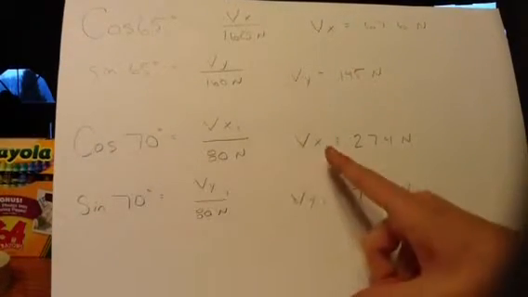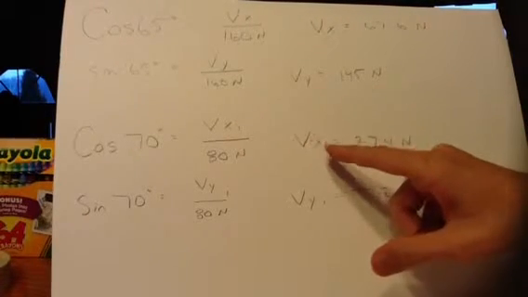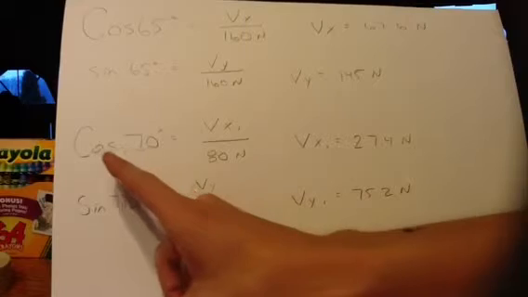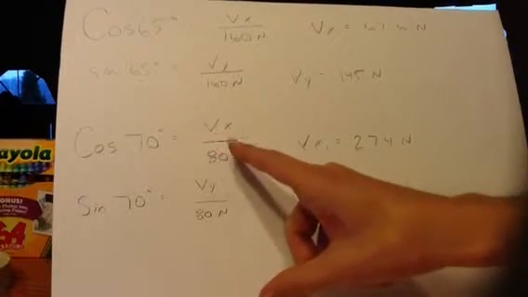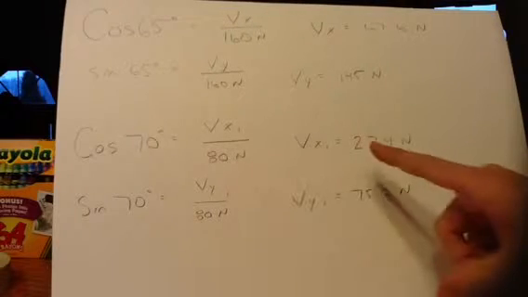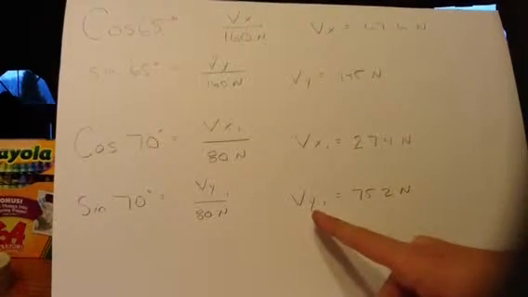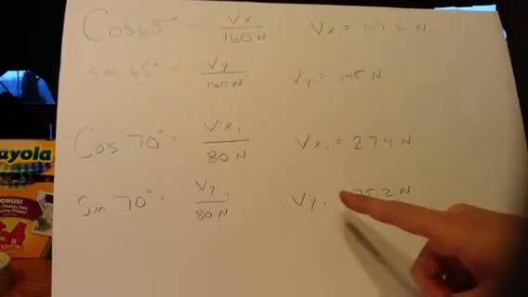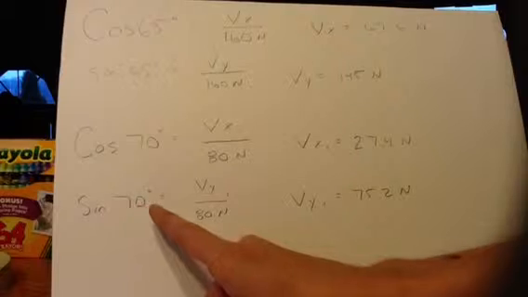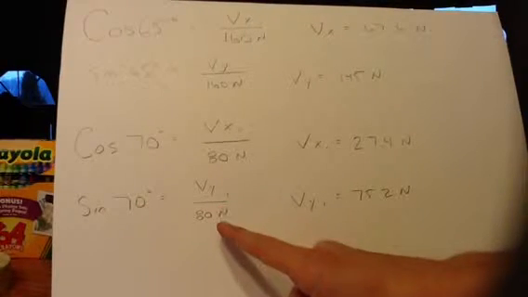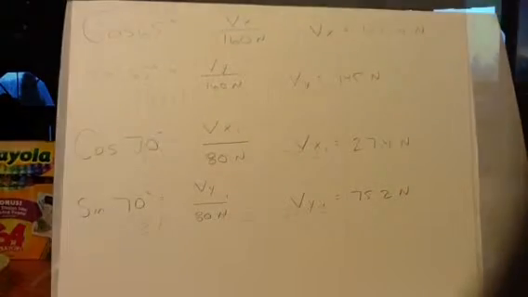To find the value of Vx prime vector, I use the equation cosine of a 70-degree angle equals Vx prime divided by 80 newtons, and it came out to 27.4 newtons. To find the Vy prime vector, I use the equation sine of 70-degree angle equals Vy prime divided by 80 newtons, and it came out to 75.2 newtons.